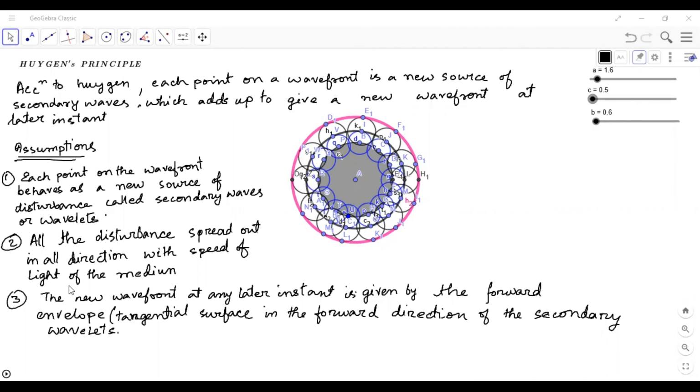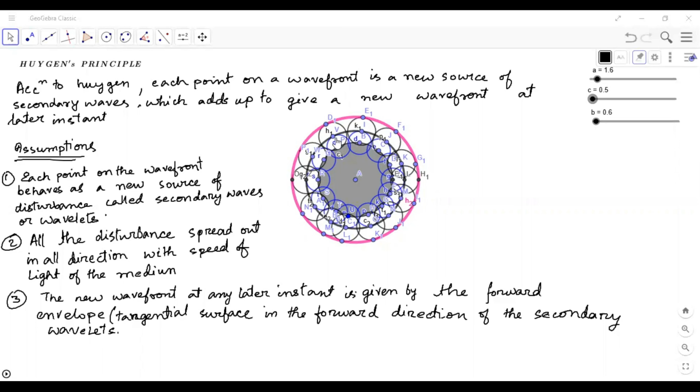So the second point, we have already understood that this propagation of wavefront will be with the speed of light, in whatever medium you consider. And this new wavefront, as you can see, this gray shade was the original wavefront, and they were having secondary wavelets. The blue circles which you see are your secondary wavelets related to this first wavefront. And when you draw a tangential surface in forward direction, this black circle is my new wavefront.